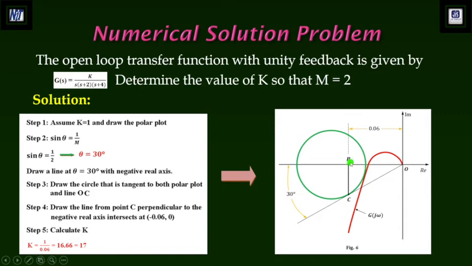minus 0.06 and 0. So this B point is equal to the minus 1 plus j0 point. That's why 0.06 into K is equal to 1. So from this equation, calculate K equal to 17.